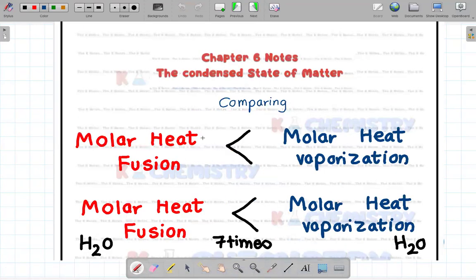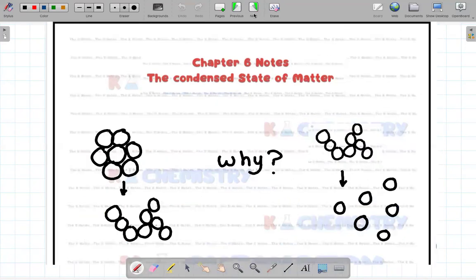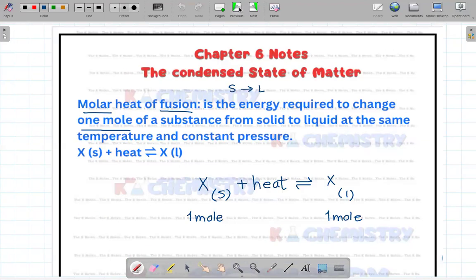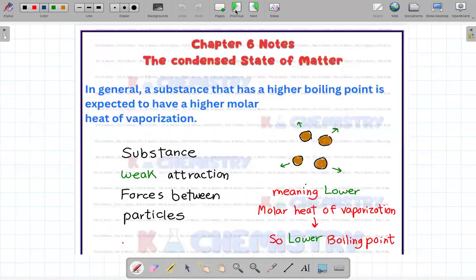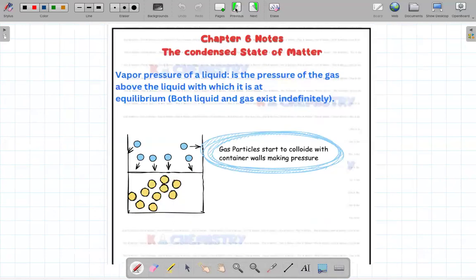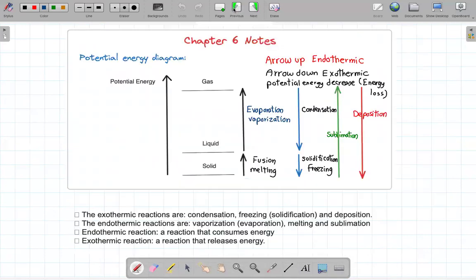Please note that the molar heat of fusion is less than the molar heat of vaporization. For example, the molar heat of fusion of water is 7 times less than the molar heat of vaporization. We explained why, as you can see here in the potential energy diagram, there is a big difference between the potential energy of liquid and gas. So the amount of heat that you need to change the solid into liquid is not a big amount because you don't separate them from each other. They are just a little bit looser. The solids are very close to each other, and here there is just a small gap.